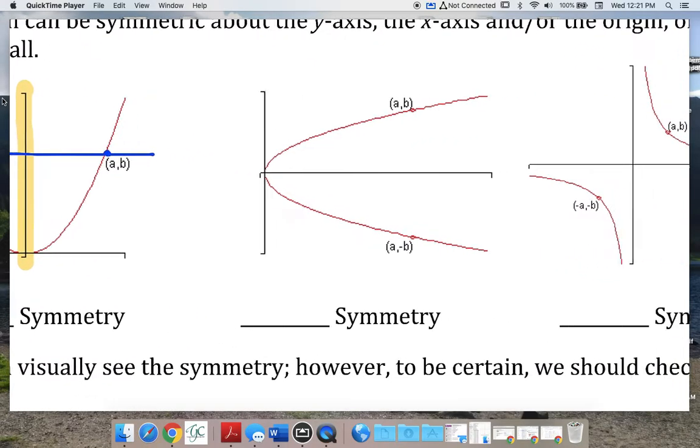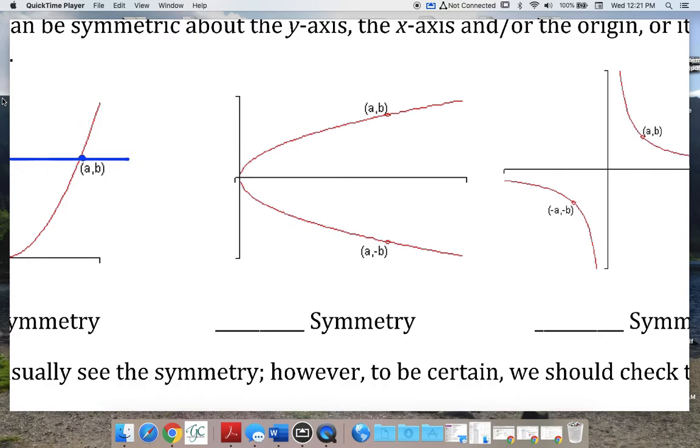Similarly, we have graphs that are symmetric about the x-axis. So now this graph has just been turned on its side, and we can see that the curve of this graph is the same on each side of the x-axis this time. So this is said to have x-axis symmetry.